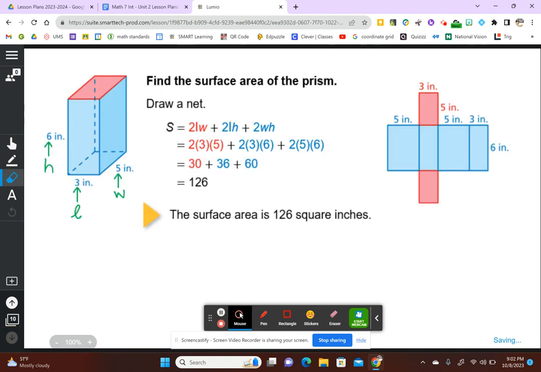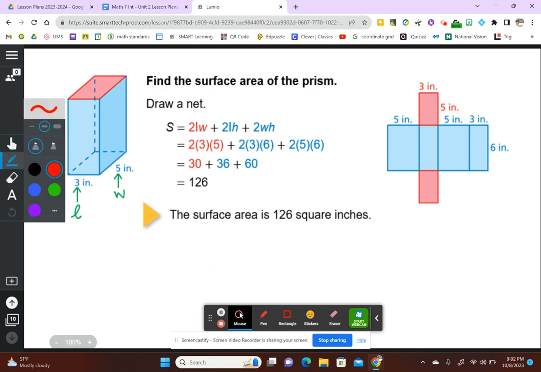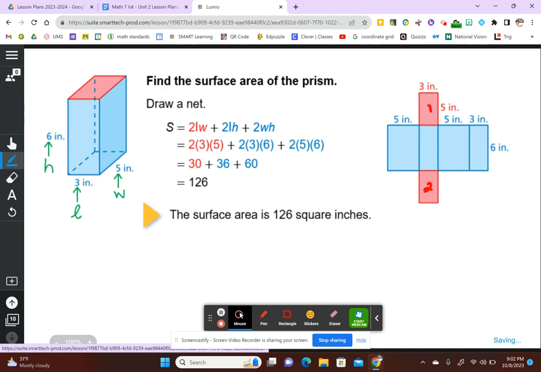And if you look here, that's how they did it. They also showed you, if you do the net, that there's 1, 2, top, bottom, 3, 4, 5, 6 rectangles that you have to add up. Okay, and that's it for surface area of a prism.